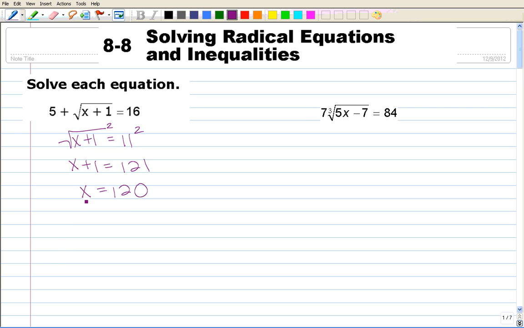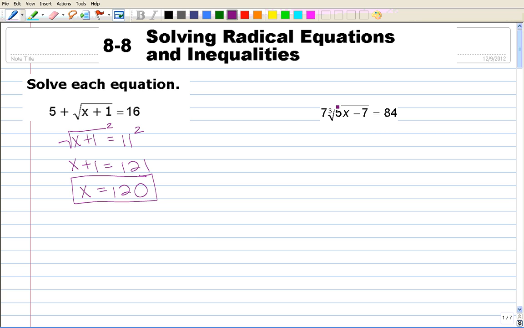By the way, whenever we are solving, it's really important to go back and check your answer. So take that 120, if we plug that in for x, 120 plus 1 is 121. The square root of 121 is 11, and 11 plus 5 is 16, so that does work. It's a good habit to get into because in some of these later examples, you'll see that sometimes we end up with extra solutions that do not work.